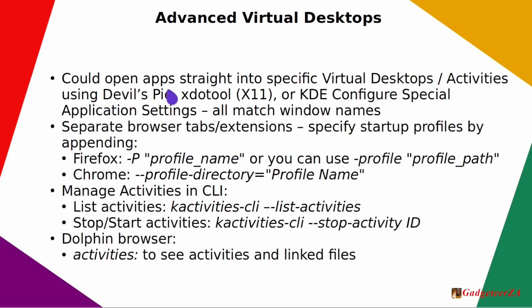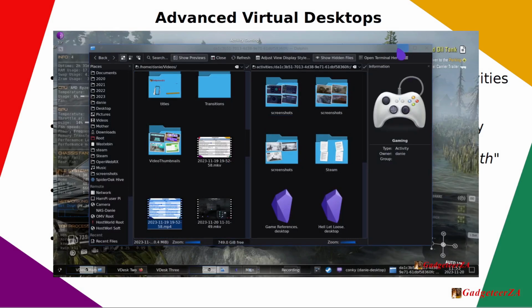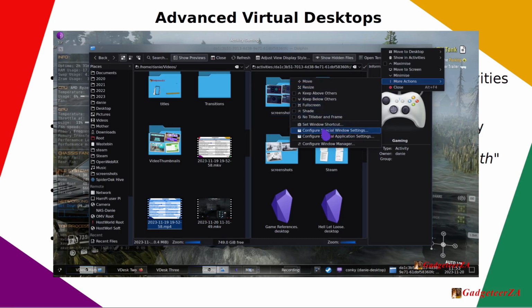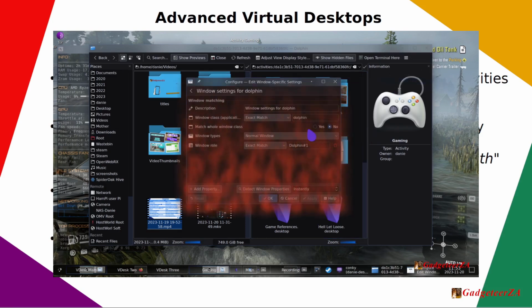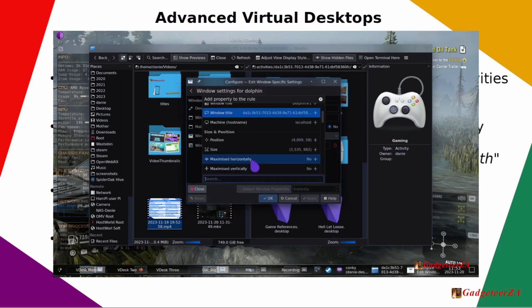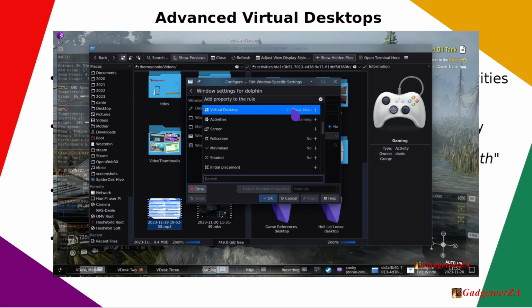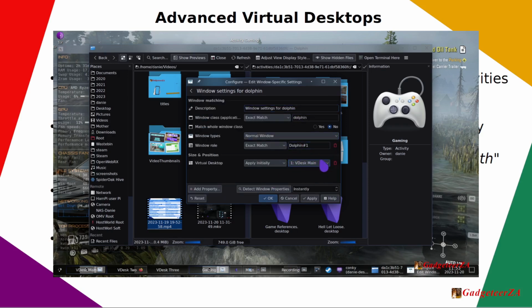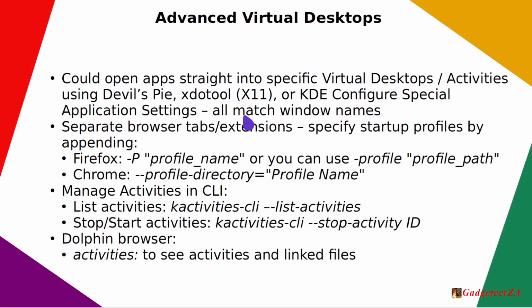One is an application called Devil's Pie. There's also a thing called XDoTool, which works very well for X11, maybe not so hot for Wayland. And then there's also the KDE configure special application settings, where you can right click on a window and go to its special application settings. All three of these work around matching of a window name. So when a window name is, say, Brave browser or Firefox browser, you can link it to a particular activity or desktop and open it in that screen. Or in that view, sorry, should I say. So that is three different ways of doing essentially the same sort of thing.